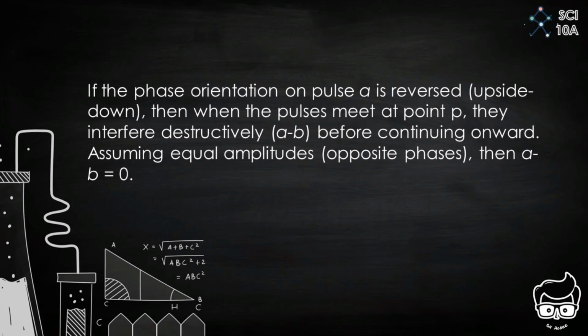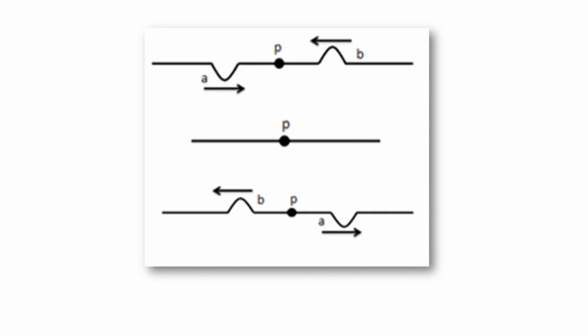If the phase orientation of pulse A is reversed upside down, then when the pulses meet at point P, they interfere destructively, A minus B, before continuing onward. Assuming equal amplitudes and opposite phases, then A minus B is equal to 0. As we can observe, pulse A and pulse B are in different orientations. Therefore, we can say that we will be having a destructive interference. Once they meet at a specific point or location, we will be having a flat line like this.